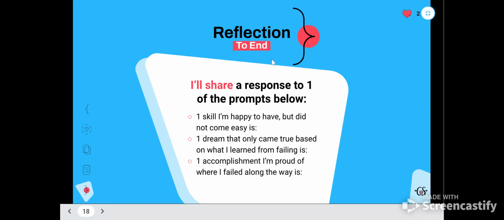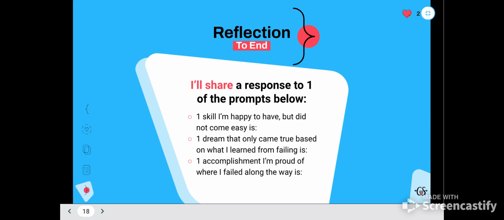So then I had all of my students share one response to one of these prompts. They get to pick which prompt they would like to answer. And I just had my students share it like they would for a lightning round. And that's all we're going to do for this lesson.